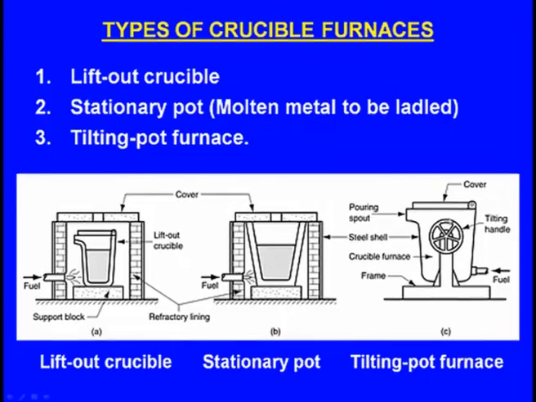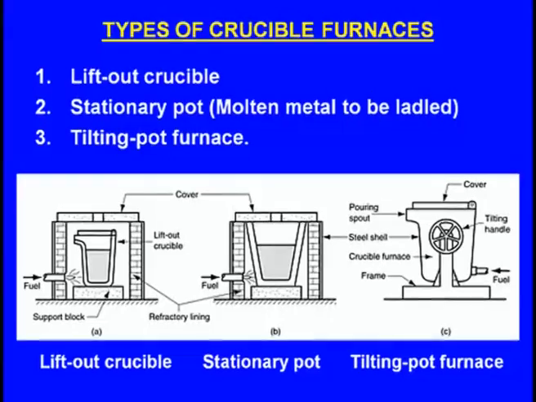One thing is we need to tap the molten metal from the stationary pot. Next one we can see tilting pot furnace. Here we can see inside there is a crucible, and the system is such that this can be rotated. By rotating this wheel, this can be tilted one side or even to the other side. Now we put the fuel or we put the charge inside the crucible, let the fuel burn. After some time the charge inside the crucible will be melting and it is ready for tapping.